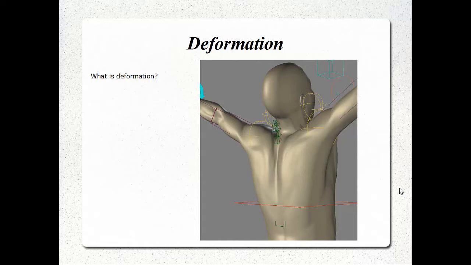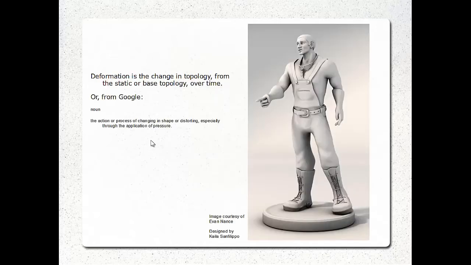So I've mentioned the word deformation a couple of times now, so let's define this. Deformation is the change in topology from the static or base topology over time. Or more literally, from the definition found on Google, the action or process of changing in shape or distorting, especially through the application of pressure. So this definition suits us very well. The application of pressure would be when we create what are called corrective blend shapes, or even more simple, control over the envelope of the mesh.